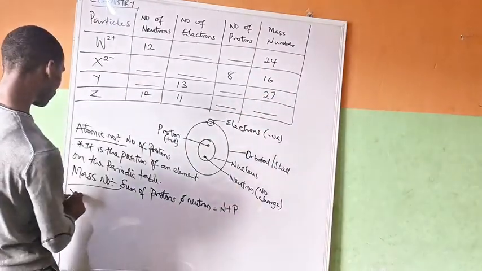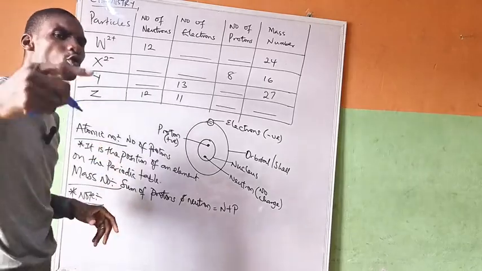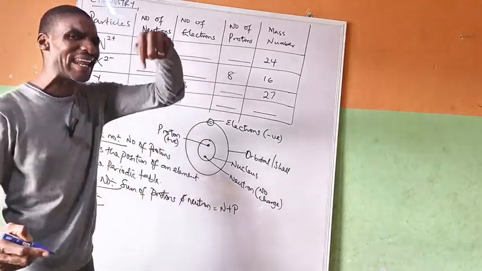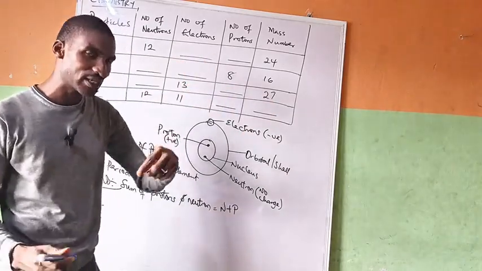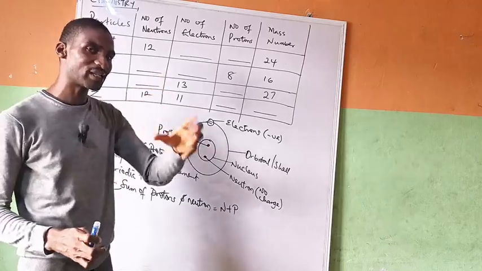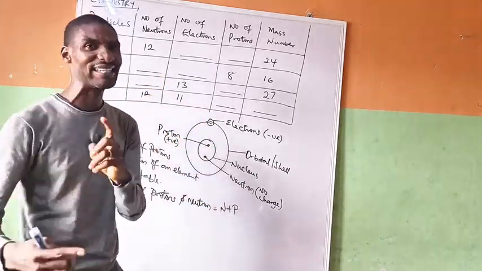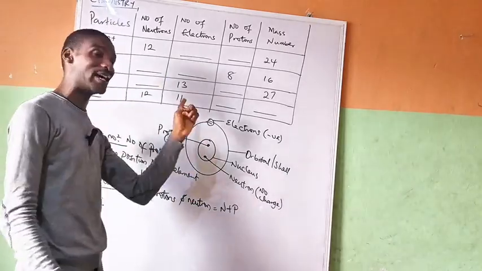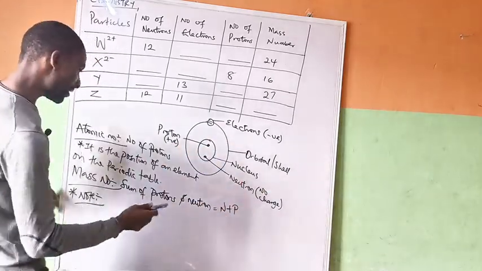Now it's also important to note that there are equal number of protons and electrons in a neutral atom of an element. Let me repeat that. There are equal number of protons and electrons. Protons are positively charged. Electrons are negatively charged in a neutral atom. That was why I said earlier that neutral means equal positive and negative. So what do I mean?